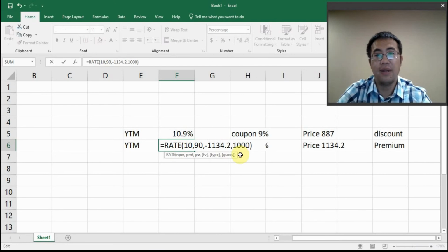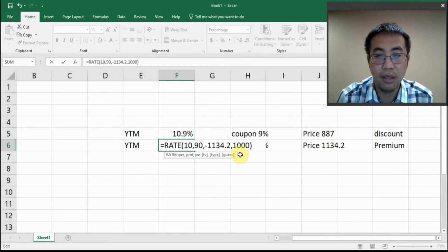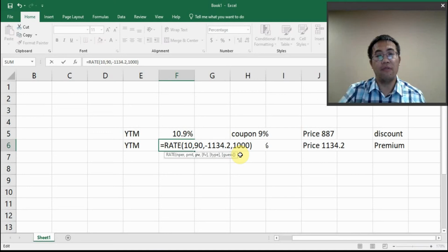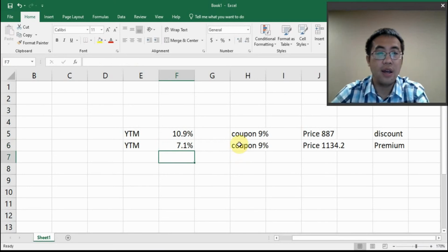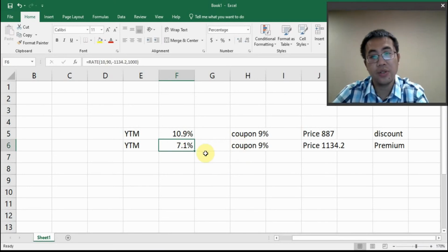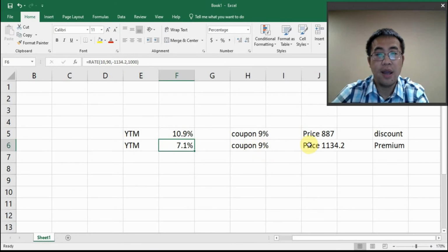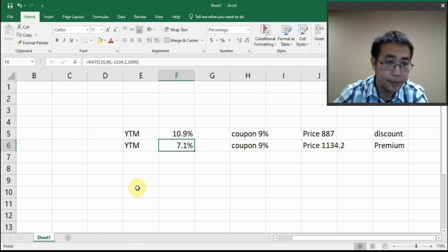I change it from negative 887 to negative 1134.2, and then I hit enter. As you can see that if my interest rate is going down, then my coupon rate still holds the same, and then the price would be higher than $1,000.